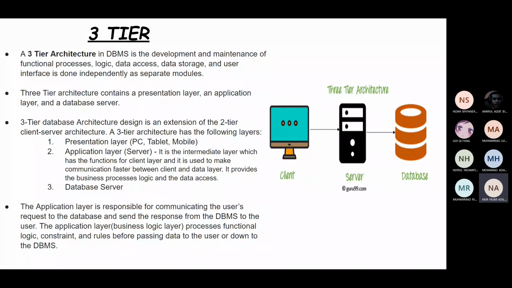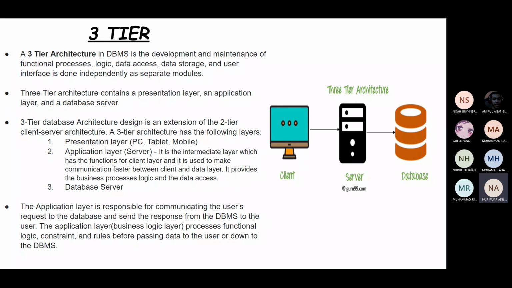Three-tier architecture has the following layers: presentation layer, which is on the PC, tablet, and mobile; application layer, which is the server. It is the intermediate layer, which has the function for the client layer, and it is used to make communication faster between client and data layer. It provides the business processes, logic, and the data access. The next one is the database server.